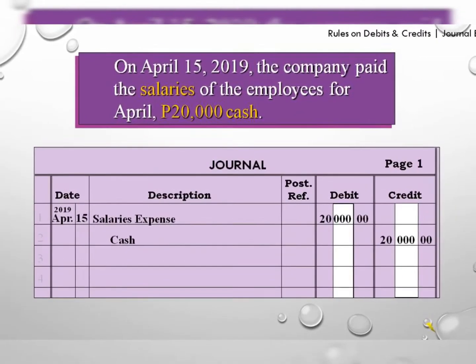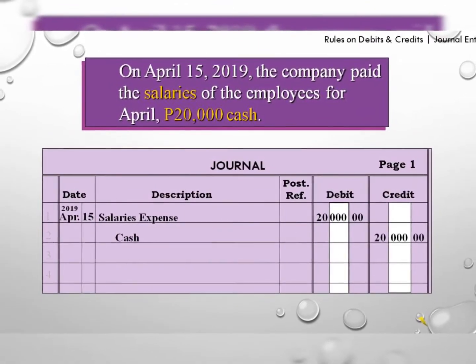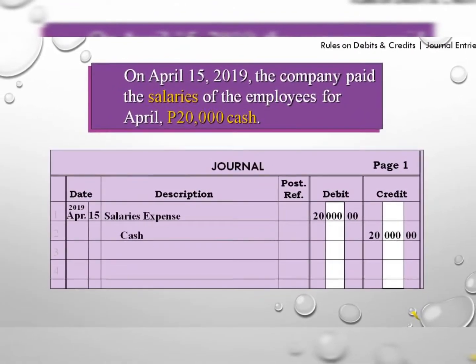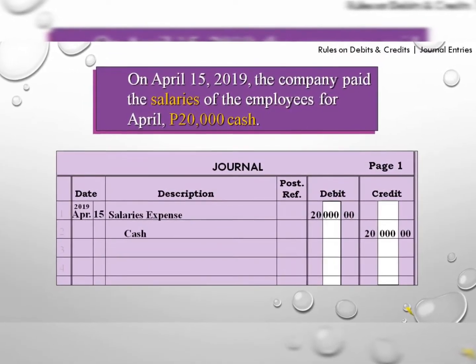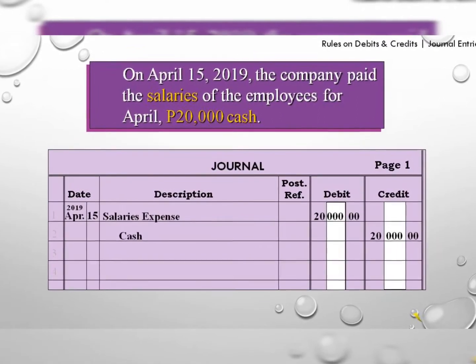On April 15, 2019, the company paid the salaries of the employees for April, 20,000 cash. Journal entries: salaries expense debited, cash credited.